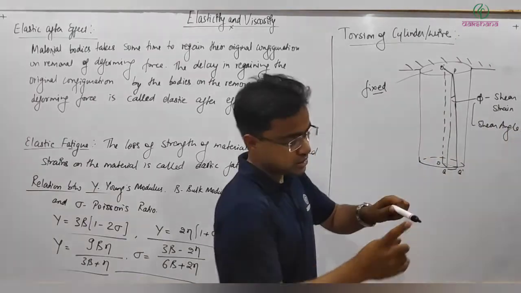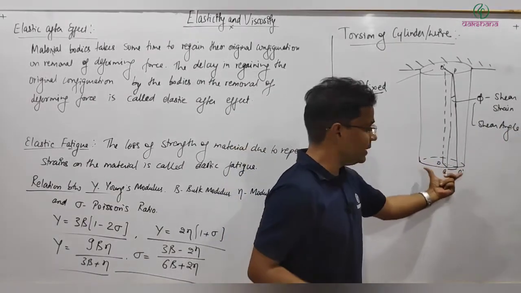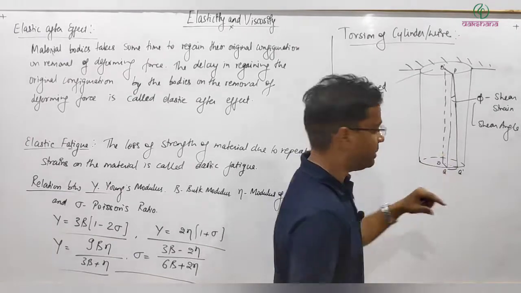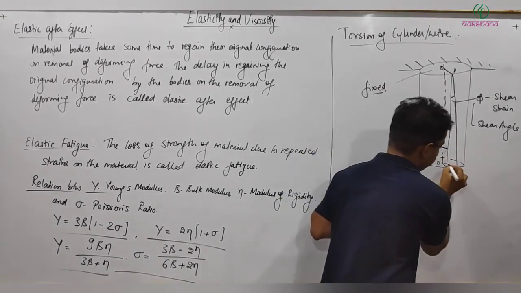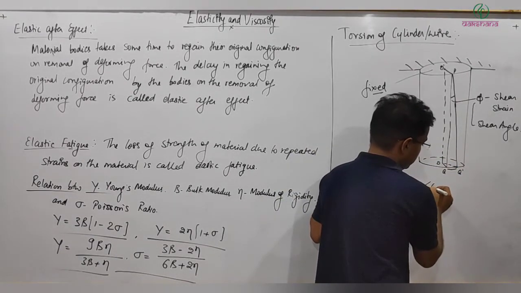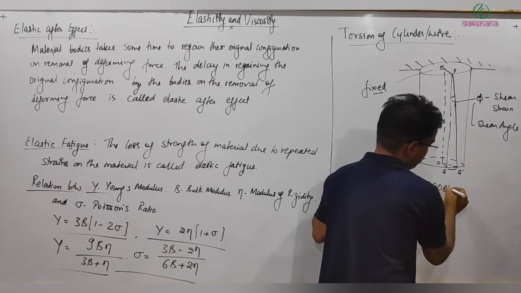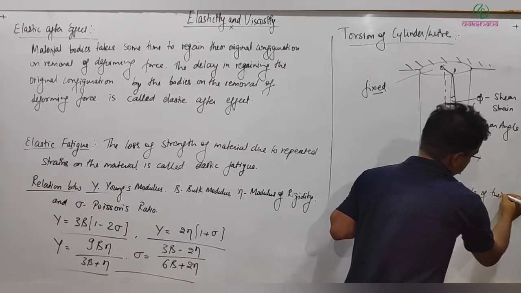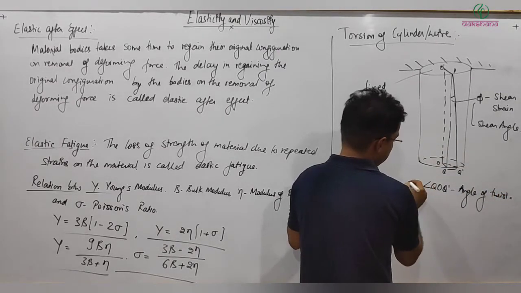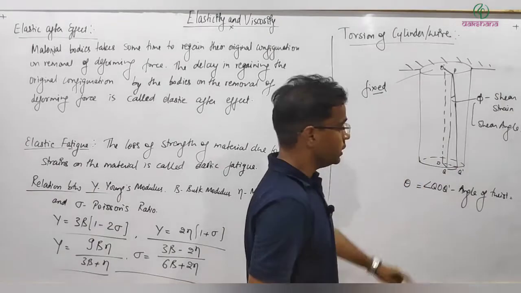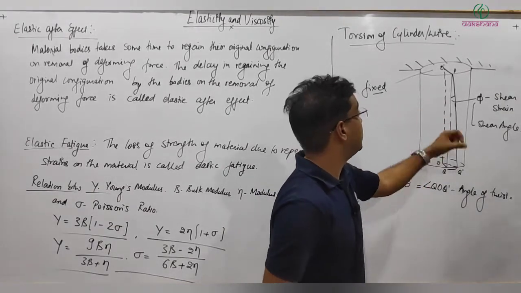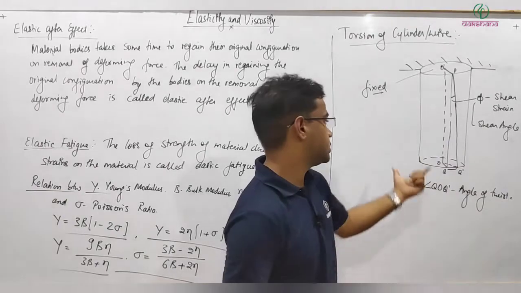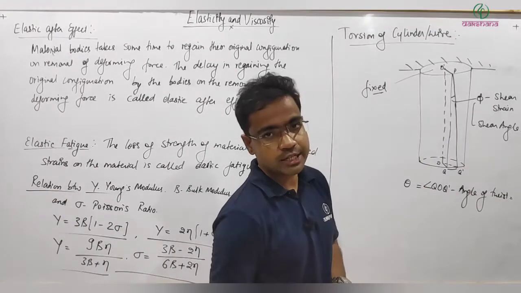And the lower face of the cylinder will be twisted by an angle. So this angle Q O Q prime is called the angle of twist. I'm writing it as angle of twist, let's say theta. Okay, so this is completely termed as torsion of a cylinder or wire.